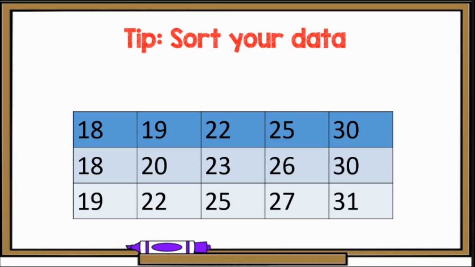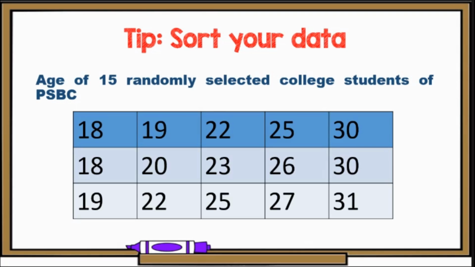This is my tip. To make it easier for you to construct your stem and leaf plot, always sort your data from lowest to highest. Mas madali yun. Kasi si stem and leaf plot, it will start from the smallest value papunta sa highest na value. So, mas maganda kung isosort nyo siya from lowest to highest.